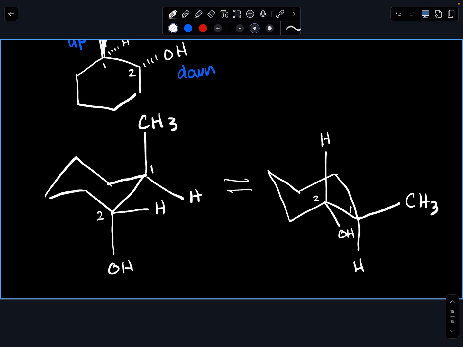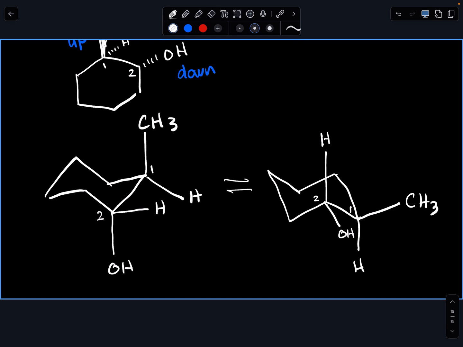These are in equilibrium. Why aren't these resonance structures? Resonance structures, you don't touch atoms, you just touch electrons. But these ones, we're moving atoms around. We're changing bond lengths and bond angles and things like that. We're flipping things from being axial to equatorial. These are not different molecules. They're just different conformations of the same molecule.